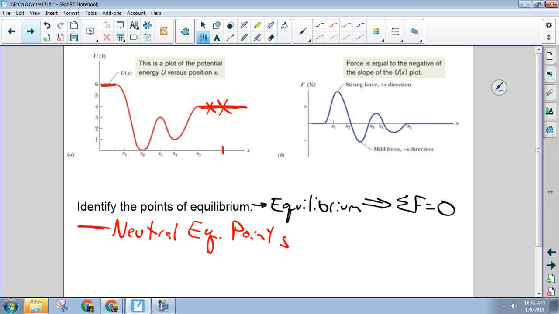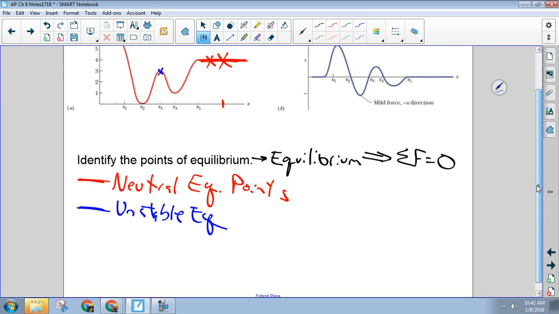So suppose we have an object at position x3. That's going to be an unstable equilibrium. Let me give you the intuitive definition for why it's unstable. If you've got an object at x3 and you give it a teeny little push either to the left or the right, you okay, Seba? Yep.